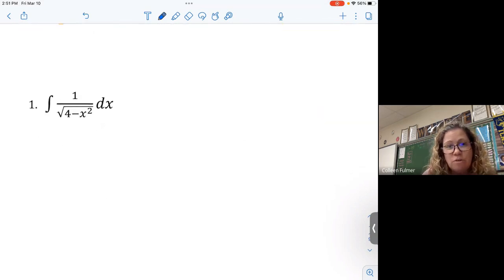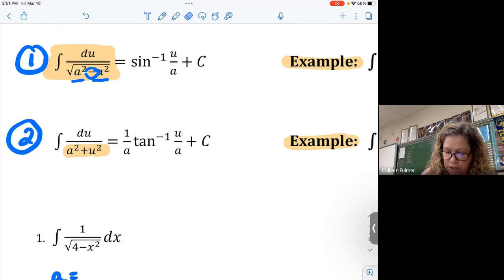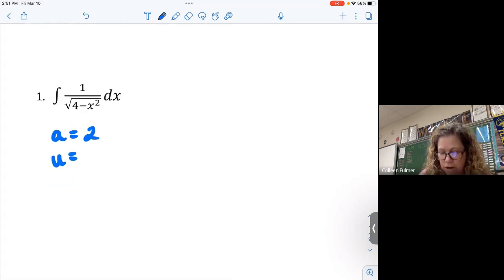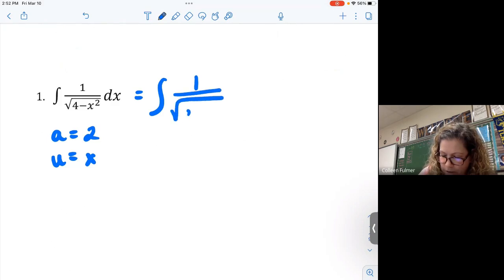So the first thing you want to do is figure out what your A and your U are. So again, if you look back up at that formula, it's getting junky here, so let me erase all this stuff. We have an A squared minus U squared. So in this case, our A is 2 and our U is x. That means I could rewrite this integral as 1 over the square root of A squared, 2 squared, which is 4, minus U squared, which is x squared, and that's what I have.